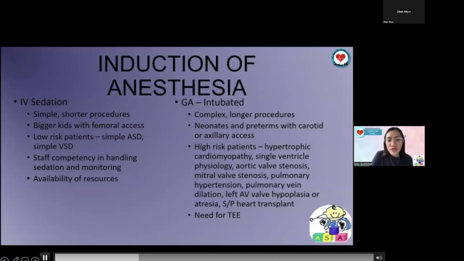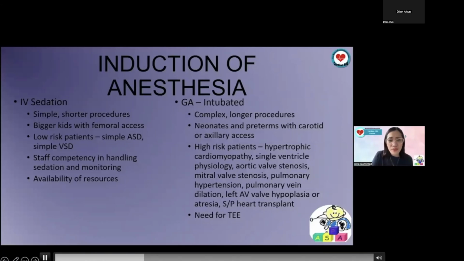So even beforehand, we talk to the guardian or the parents of the patients. We need to establish with them if we will be doing purely IV sedation or if we need to intubate the patient from the start. So our anesthesia could range from sedation to monitored anesthesia care for simple cases, or general anesthesia for complex high-risk cases.